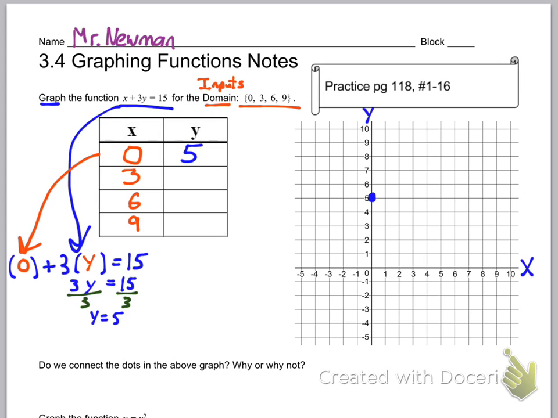Be very careful when you plot these. Make sure you know which one is x and which one is y. For some reason, whenever x or y is 0, it always seems to throw people off. So make sure you take your time and think about it when you're graphing it on one of the axes.